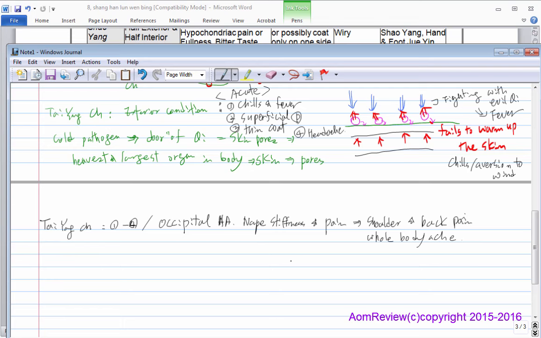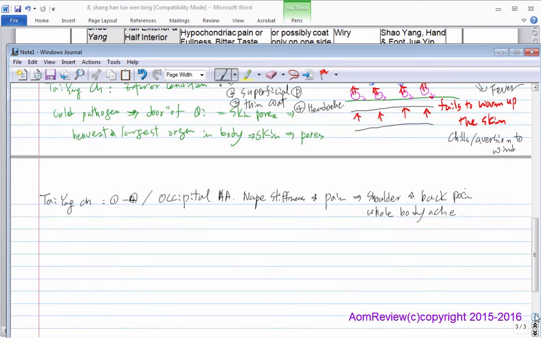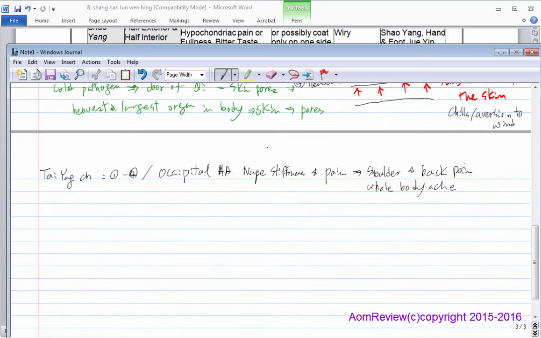So whoever has a Taiyang syndrome might have these signs: fever or aversion to wind, and a superficial pulse, thin coat, and so on. Additionally, with the Taiyang channel you might have other signs. Taiyang is the exterior part, and the exterior is related with the lung, so asthma, sneezing, runny nose, or stuffy nose can be seen in a Taiyang condition. But the most important thing here is that in the Taiyang channel there is cold damage, and another one is wind stroke.